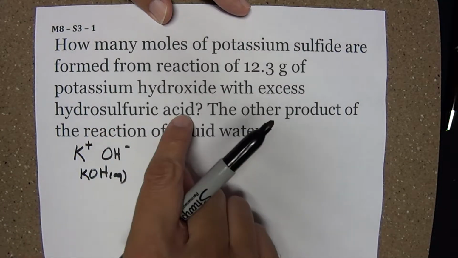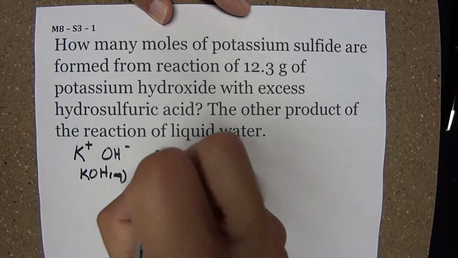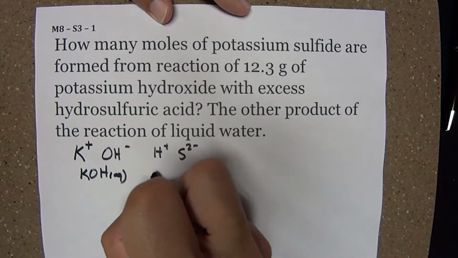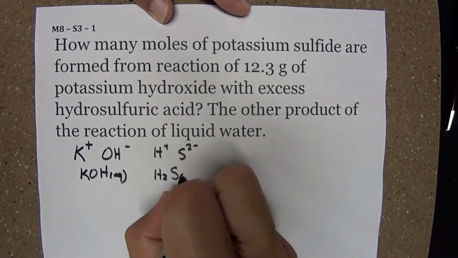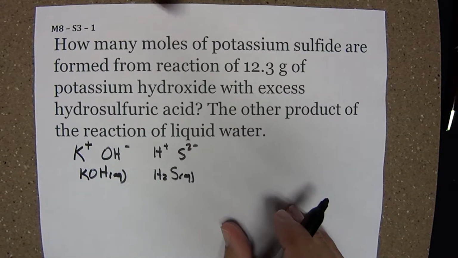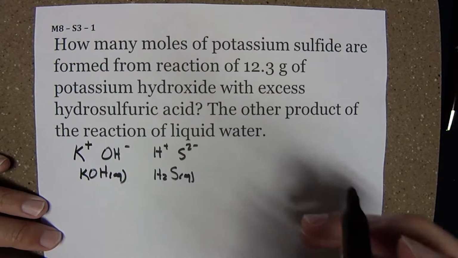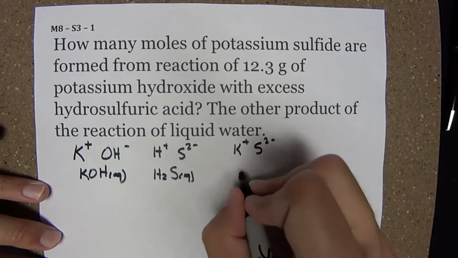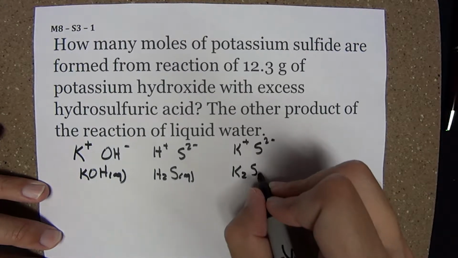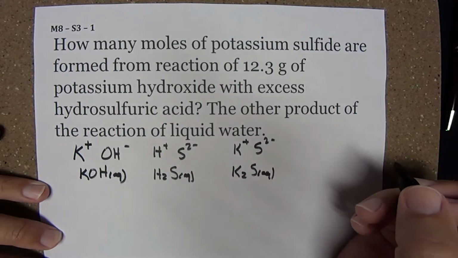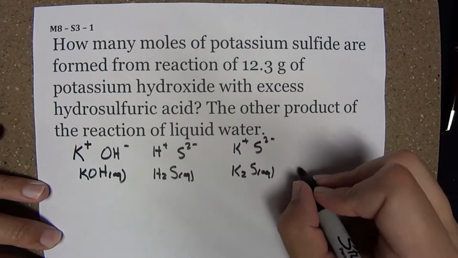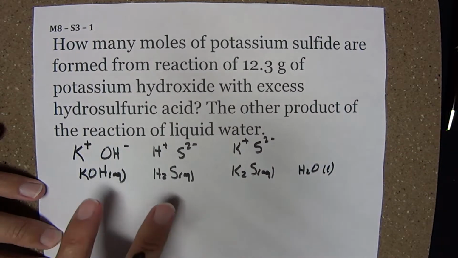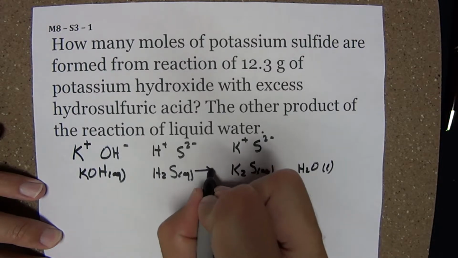Don't get confused. This is not sulfuric acid. Hydrosulfuric acid would involve hydrogen with just sulfur. So my chemical formula here would be H2S in aqueous solution. We're told we made potassium sulfide, K plus S2 minus, so K2S. And the other product was simply liquid water. So we've got our appropriate reactants and products.